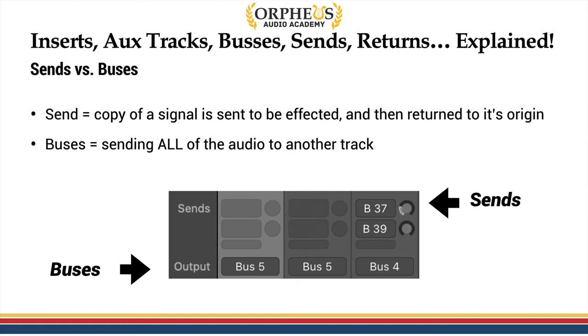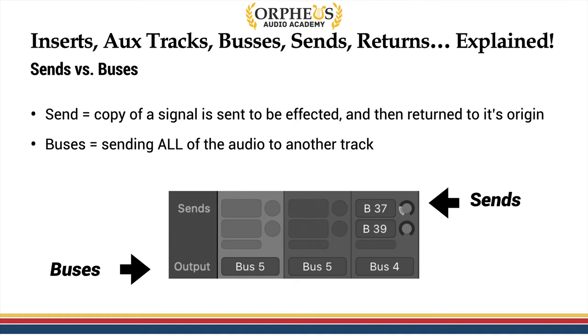So here is an example of what it looks like in Logic. So you have sends here on top. You're technically using buses, they're called buses in Logic. So you're sending a sound to a particular bus or an aux track where it's affected, and then it comes right back to that same track. And then you use the little knob, the little wheel there, to dial in how much of the original sound you want with how much of the affected sound.